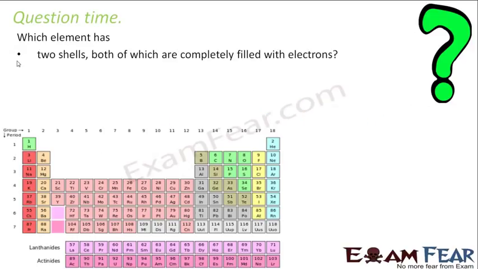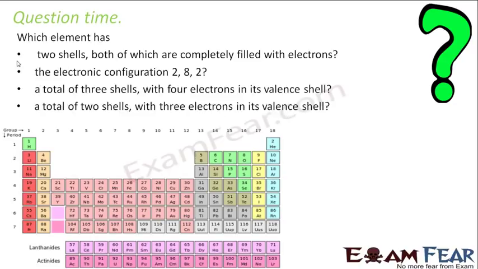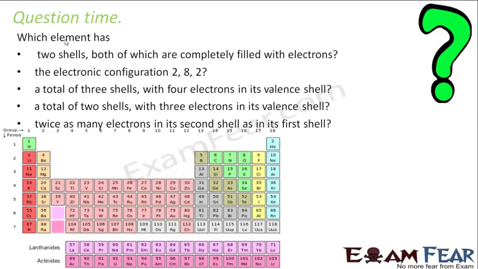Which element has two shells, both of which are filled with electrons? That's the first question. Then I have the second, third, fourth and fifth questions. To answer all this, let's take the first question. Two shells, both of which are filled with electrons. That means the electronic configuration is 2, 8, right? Because there are two shells and both are filled. 2 plus 8 is 10. So the atomic number 10 is neon. So neon is my answer.